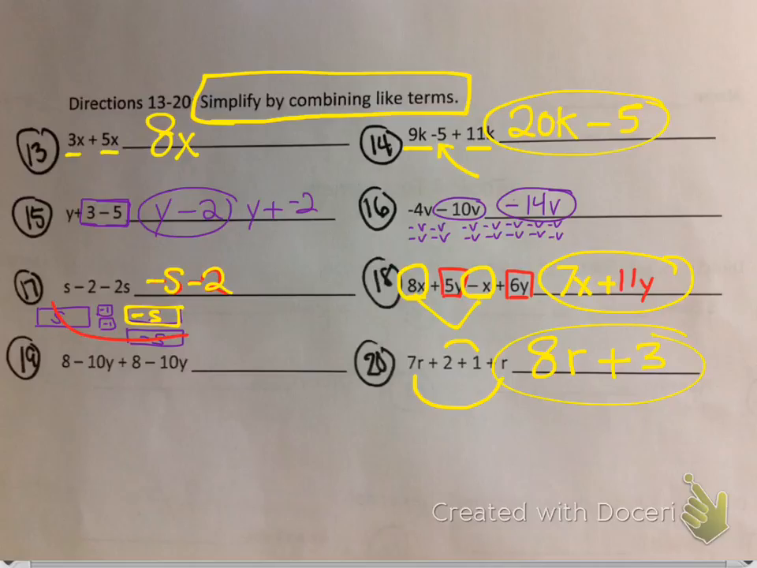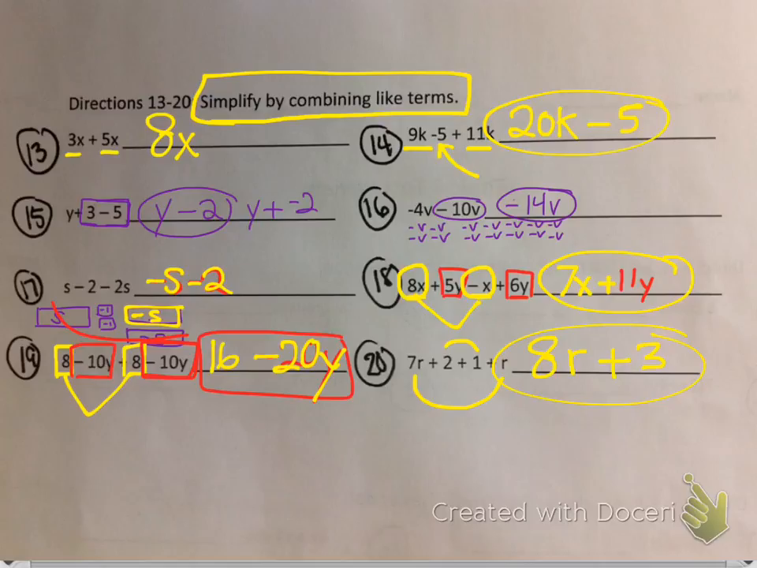Okay, last one. I got an 8 and an 8, and I know those are numbers. They're both positive, so that's 16. But now here I got negative 10y and minus 10y. Well, that's a bunch of minus y's, so that's minus 20 y's. Okay? Guys, you are done with your review.